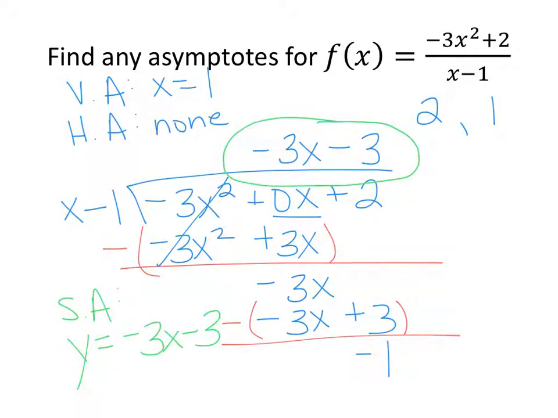Now if you flip back for a minute, you pause the video and go back a little bit and look at our graph again, you'll see that that equation is roughly negative 3x minus 3. The slope is negative 3, the y-intercept is negative 3. So we can have vertical asymptotes, horizontal asymptotes, and slant asymptotes.